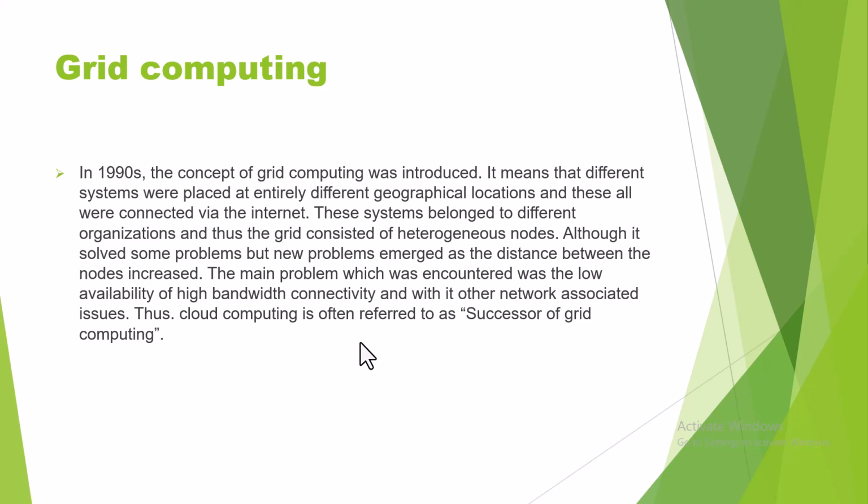It means the different systems are placed at entirely different locations, and these are connected via the internet. The systems belong to different organizations, and thus the grid consists of heterogeneous nodes. Although it solves some problems, a new problem emerges: the distance between the nodes increases. The main problem encountered was the low availability of high bandwidth connectivity, and with it other network-associated issues. Cloud computing is often referred to as the successor of grid computing.